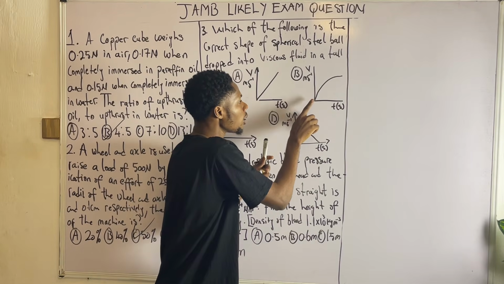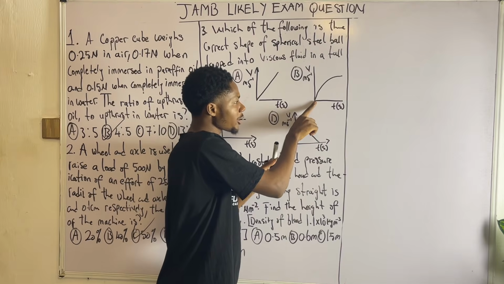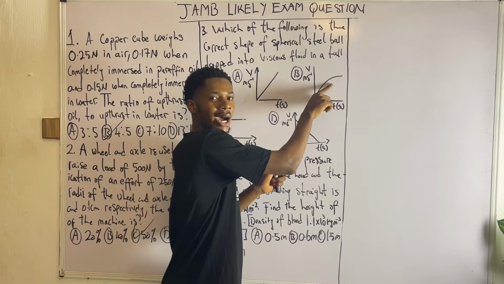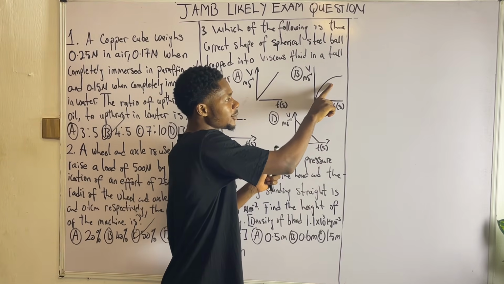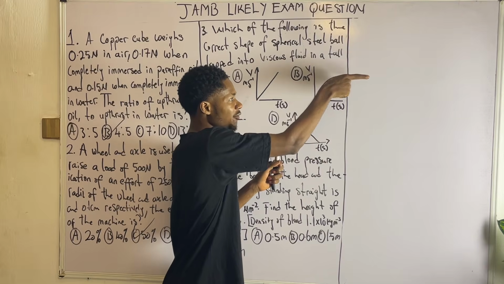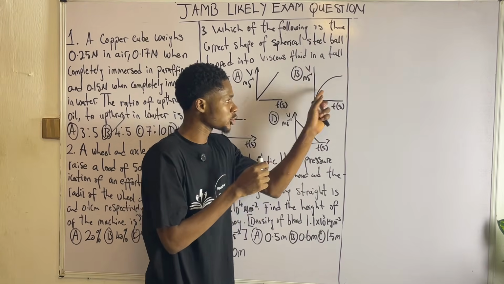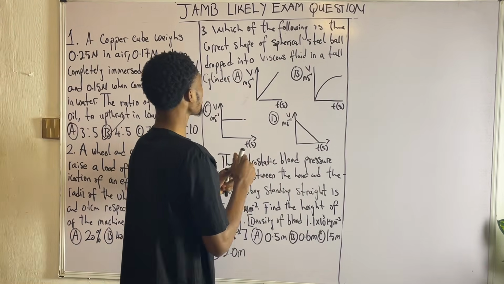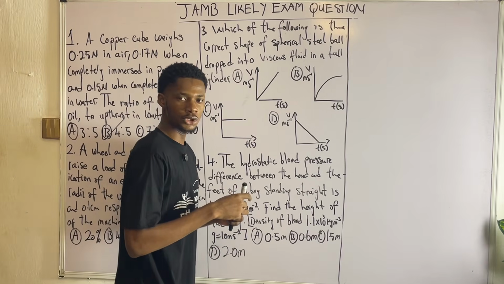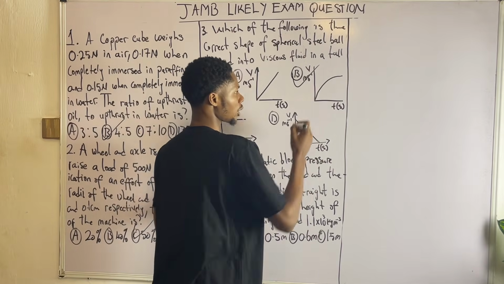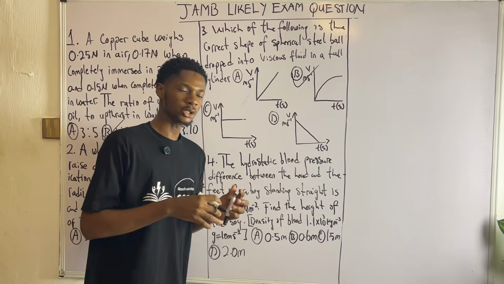So at a very small interval, it will start to accelerate. And after some time, it attains terminal velocity, becomes a graph like this. That is, start going towards the right. That is why we're having a graph like this. So take note. Whenever a body is dropped in a viscous fluid, this is the kind of graph that we are going to have. Take note of that.